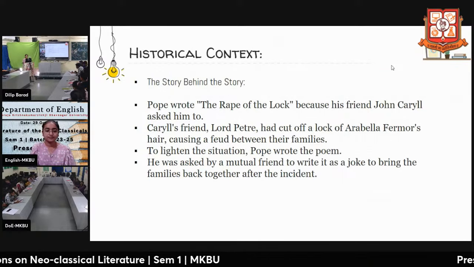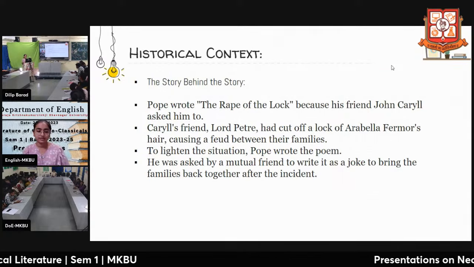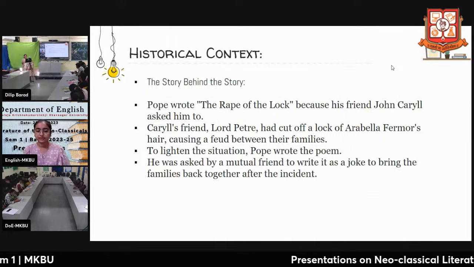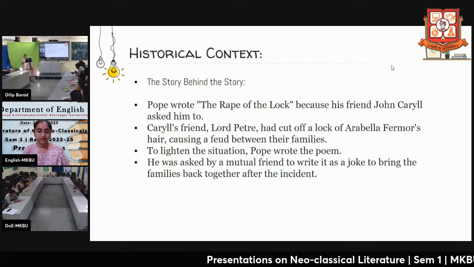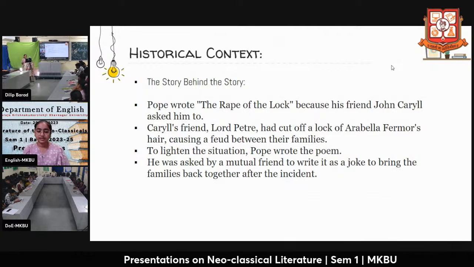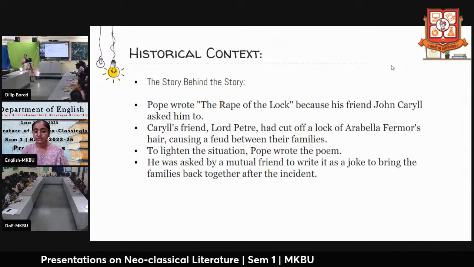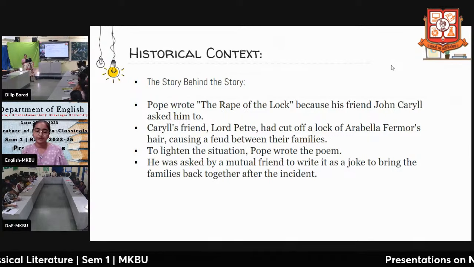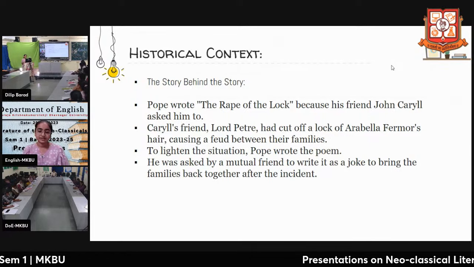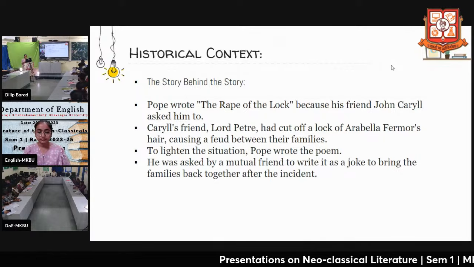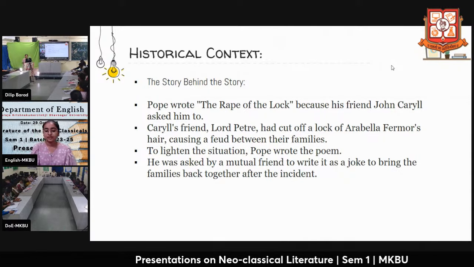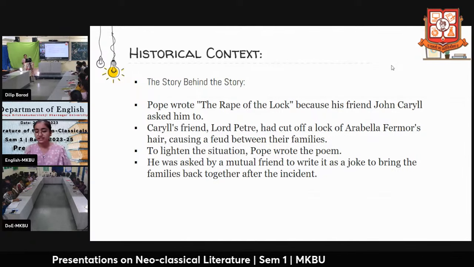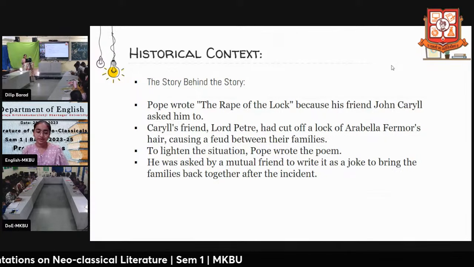Historical context: the story behind the story. Pope wrote The Rape of the Lock because his friend John Caryll's friend, Lord Petre, had cut off a lock of Arabella Fermor's hair, causing a feud between their families. To lighten the situation, Pope wrote the poem. He was asked by a mutual friend to write it as a joke to bring the families back together after the incident.